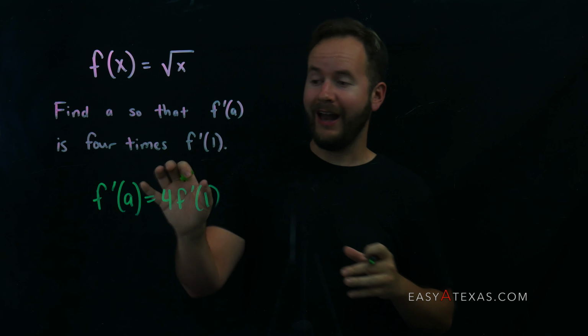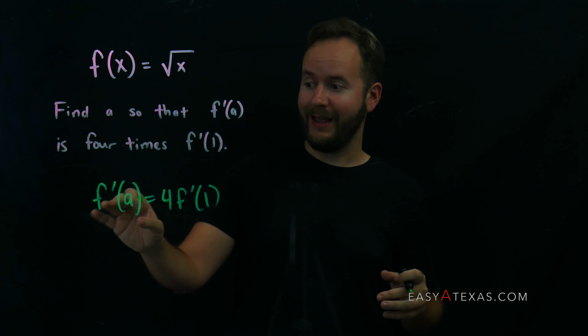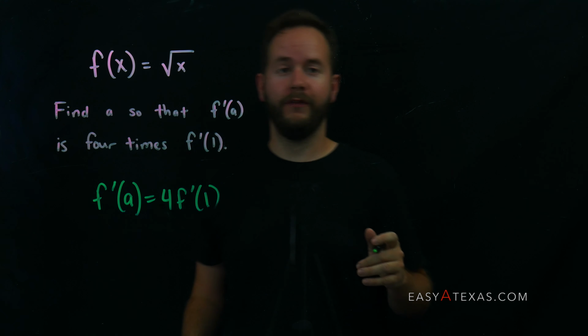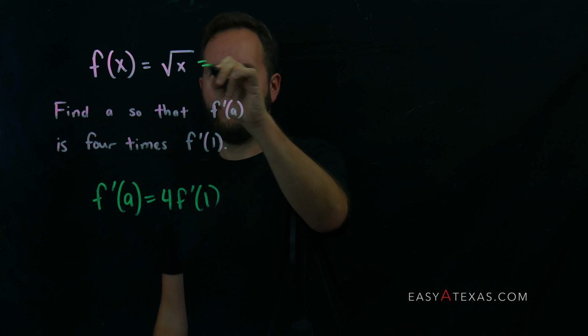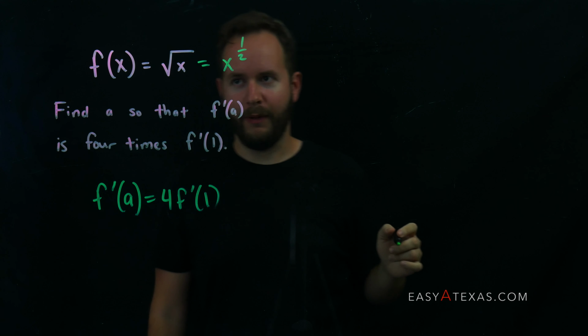You might need to figure out, though, how to get your hands on the derivative here, because after all, we're being asked for f prime of a and f prime of 1. So let's go ahead and figure out how to take the derivative of f of x here. We're going to rewrite f of x equals square root of x as x to the 1/2, so that we can use the power rule that we know.